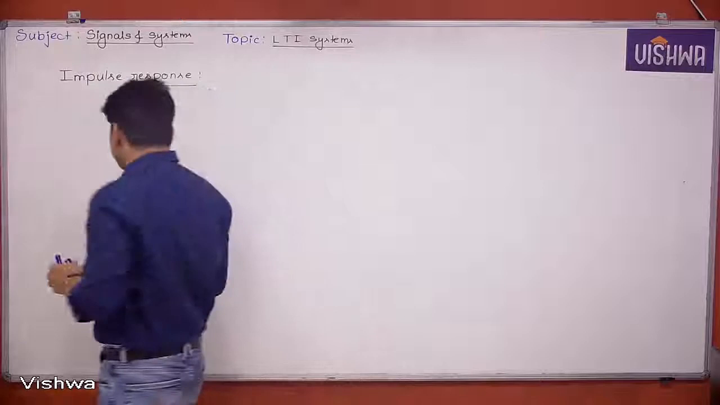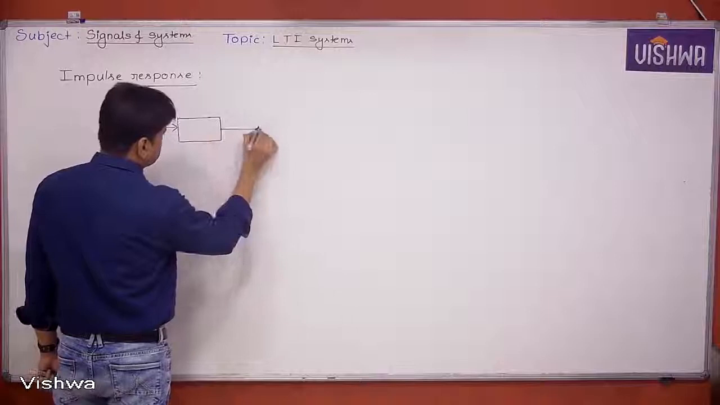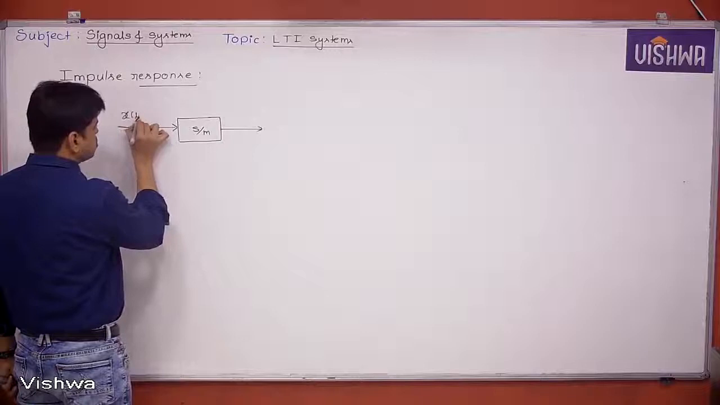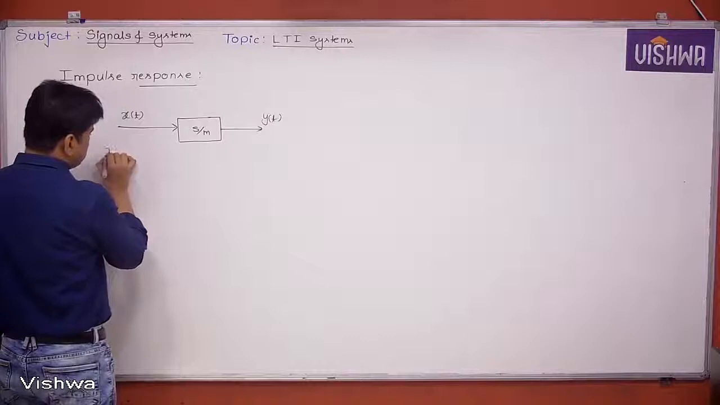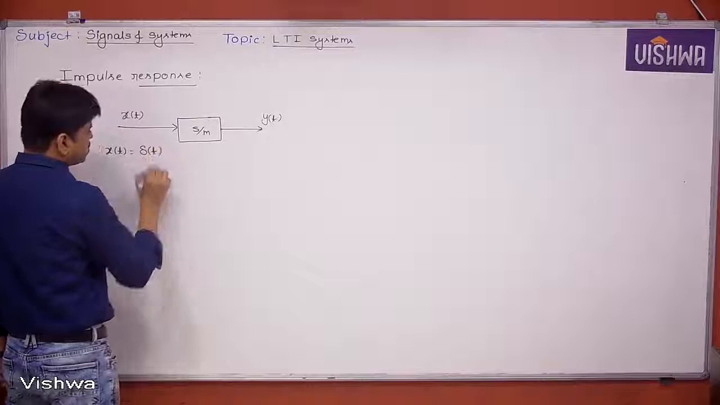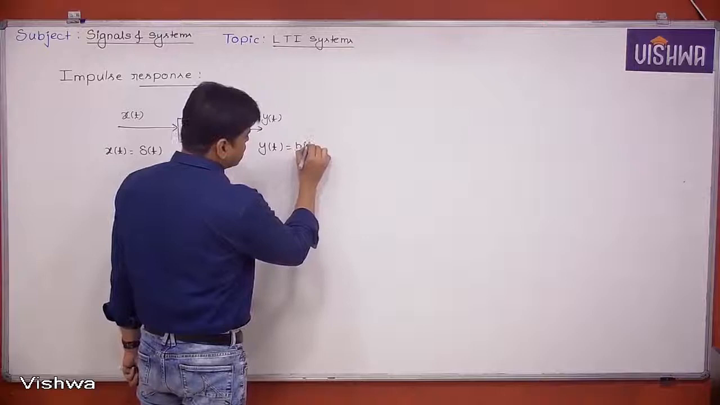Suppose, let's say, a continuous time system, where x of t is the input and y of t is the output. Now, if I give x of t equal to delta of t, that is, the input is an impulse function, then the corresponding output y of t is the impulse response, and it is represented with h of t.